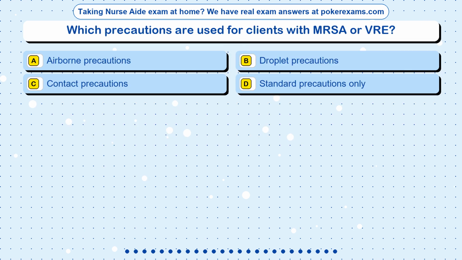Question 3. Which precautions are used for clients with MRSA or VRE? Option A. Airborne precautions. Option B. Droplet precautions. Option C. Contact precautions. Option D. Standard precautions only.